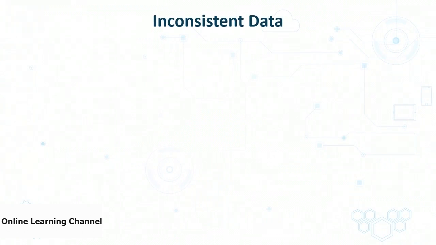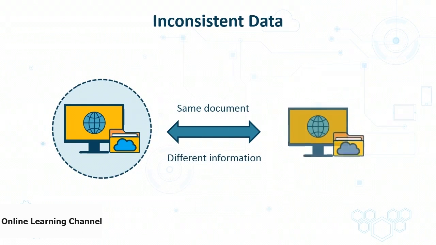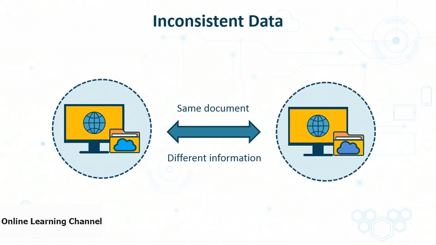Well, inconsistent data comes up if we have one system gets updated and another doesn't. So we have the same document in two different locations. If they get out of sync, they have different information. So we have to be careful which one we declare the reliable one or the current one.